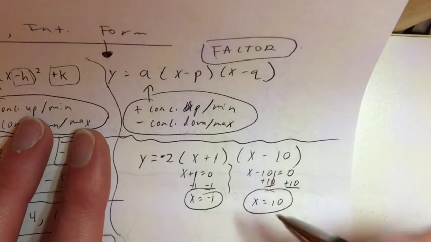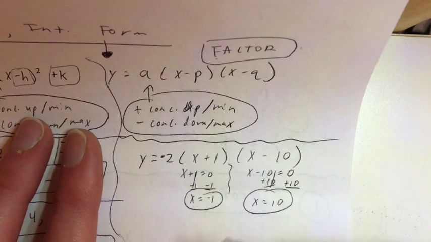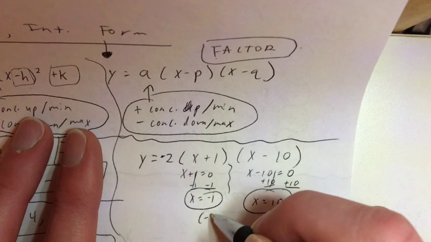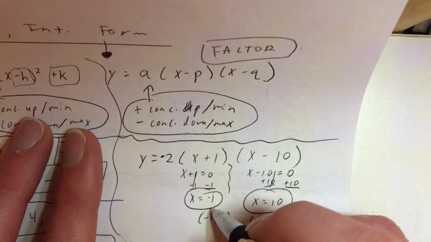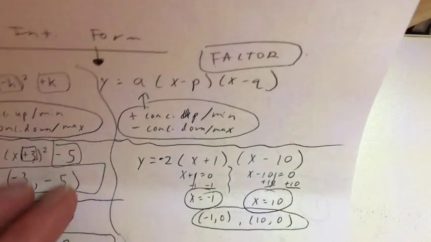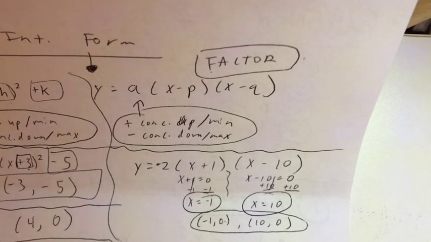Hopefully that makes sense. And now, the other way I really didn't show you how to write it. I just kind of wrote x equals, x equals. Sometimes people write it as points, so they may write this as -1 comma 0 and 10 comma 0. Just know these things are the same thing. That's why they're called your zeros. They're when y, your y coordinate, is indeed 0, okay?